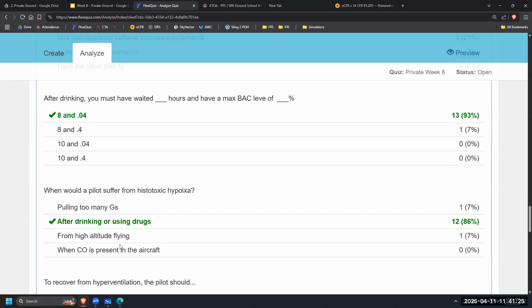When would a pilot suffer from histotoxic hypoxia? After drinking or using drugs. Anybody want to explain why? Because the alcohol or drugs limit blood's ability to hold oxygen.